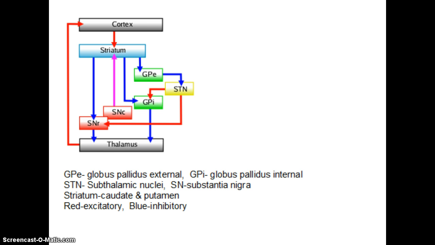So hopefully you can see that while this is a very complex interconnection of structures with both excitatory and inhibitory connections, this is what we need for us to have this very fine control of our motor system, and that it needs to be maintained in this balance so that we can have very nice, smooth motor coordination.